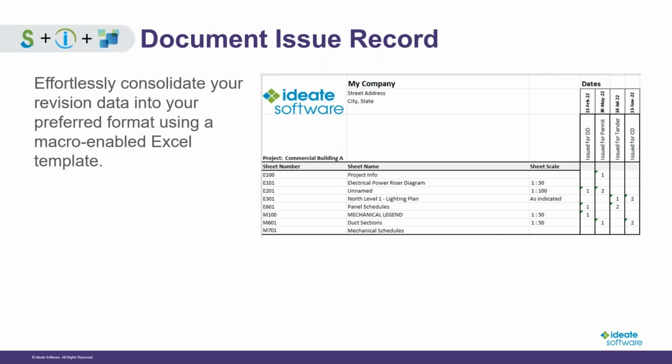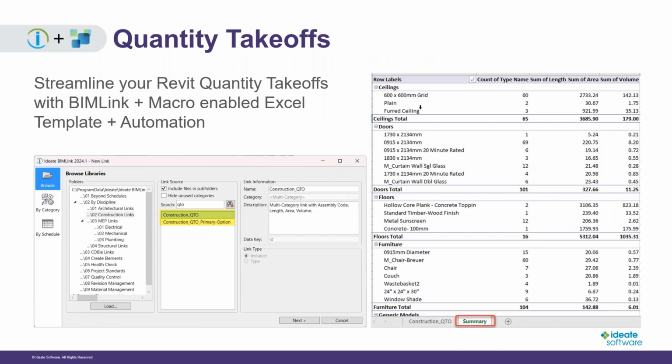Document issue records. Basically, we ship a macro-enabled Excel template that opens the Revit model and then works with BIMlink and sticks it back into the Revit model. It's information like the sheet name, sheet number, the scale, or the dates on which they got issued. This format will lay everything out like this in Excel, and then you can stick it back into the Revit model and keep that up to date if you wish to display your information like this.